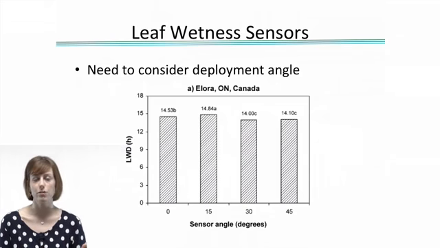For the most part, researchers agree that 0 degrees is not a suitable deployment angle, just because it can overaccumulate rainfall, so it just ponds on the surface of that sensor. Additionally, it's not really a natural leaf angle that we would see. So for the most part, sensors have been deployed anywhere from 15 to 45 degrees, and we've shown that anywhere from 30 to 45 would probably be suitable. In the northern hemisphere, we should actually orient those sensors facing north as well.